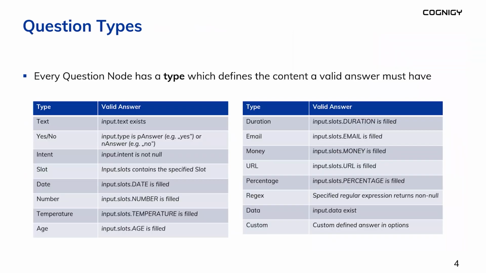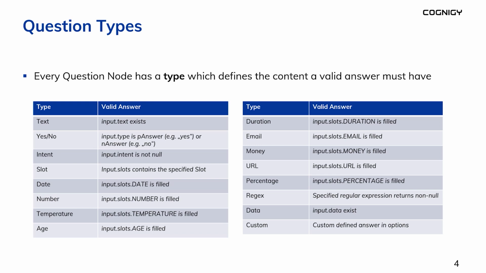correct answer. Now there's various different question types, and what these question types define are what the valid answer has to be when the user sends their input. And all of these essentially operate on the Cognigy input object. So for example, the text type checks whether input.text exists. So has the user sent any type of text?